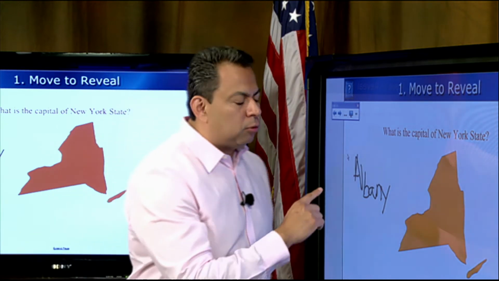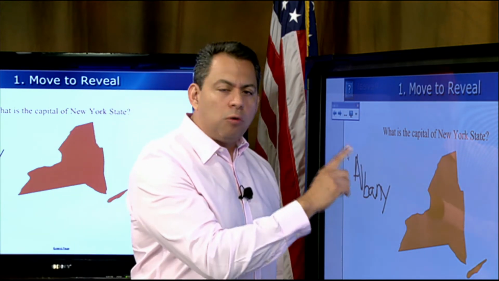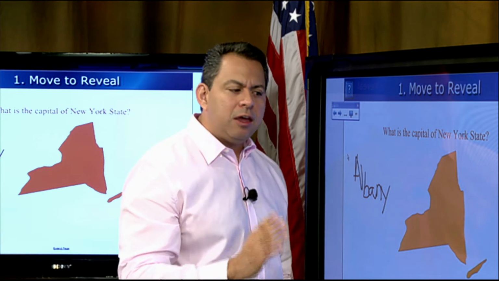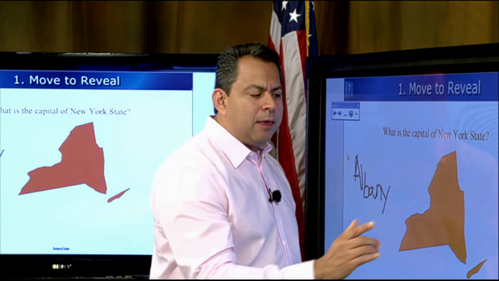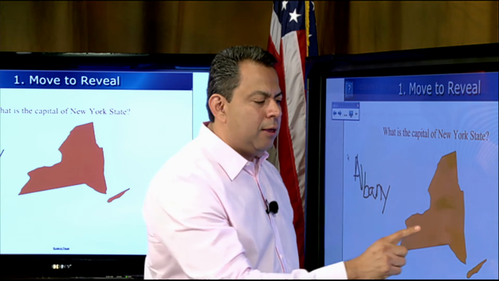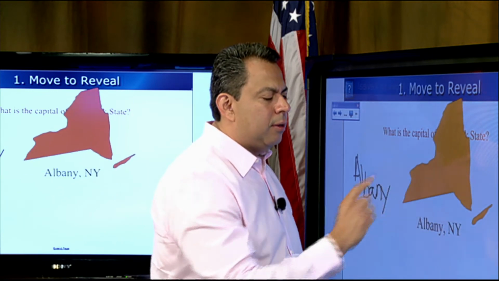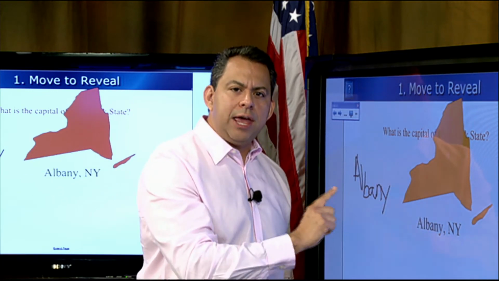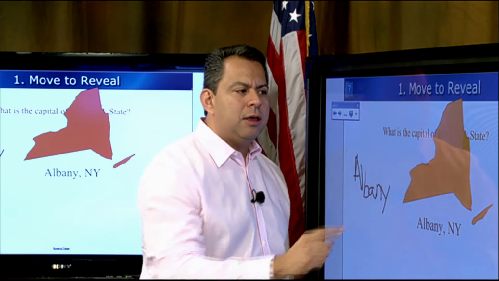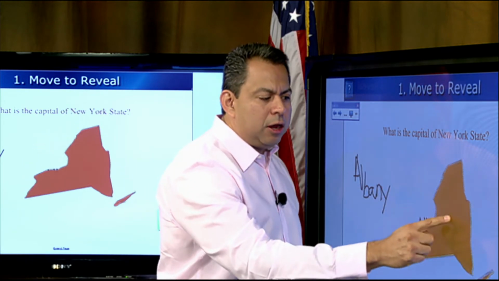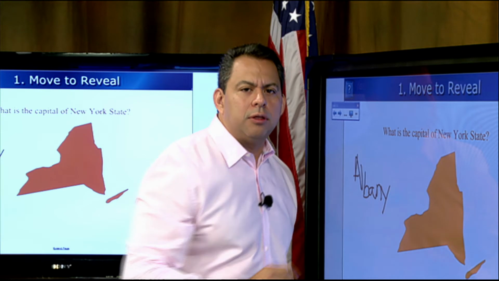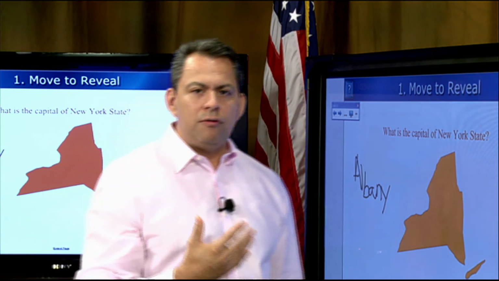Once a student has come up to the board and they've written in their answer, what they can do now to check it is take the picture of Albany and move it up. Now you can compare your answer to see if you have the correct answer. And if not, they can move it back down here, try again, and so forth. And that is called Move to Reveal.